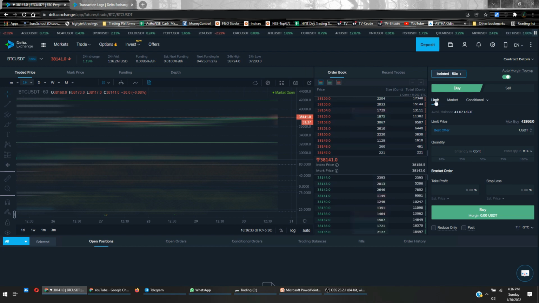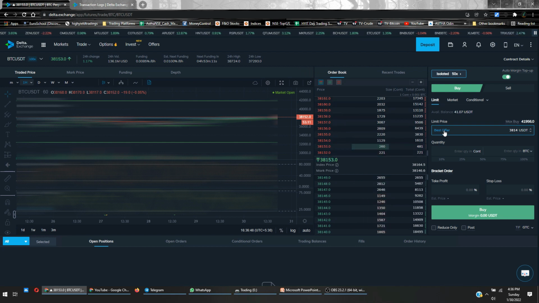So click on limit, and here you can type in the price. Let's say the current price, as you can see here, is 38,141. So if I want, I can type in 38,141 here.